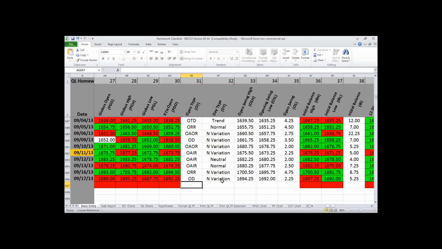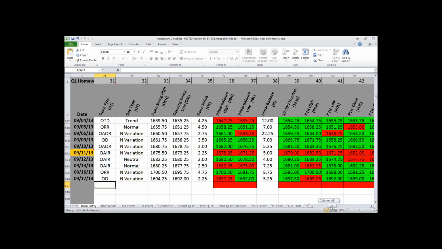It was in range, but I felt with the drive right off the open, we only really had a tick or two rotation below the open before we went up and ripped through that 93.50 LVN that we were talking about yesterday. We broke the IB to one side, normal variation. Our opening swing high 94 and a quarter, opening swing low 92, for 2 and a quarter points. This is a clue that we were going to have a rotational day, and boy did we ever have a rotational day. It was boring.